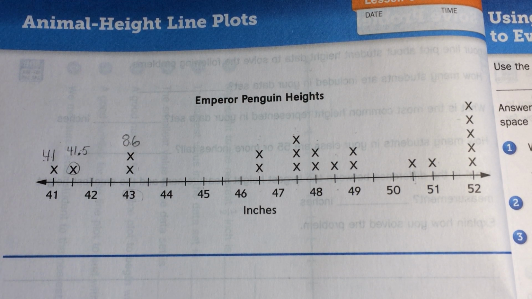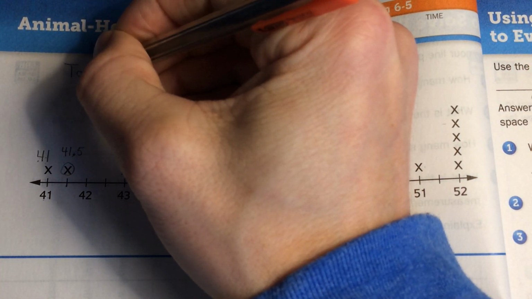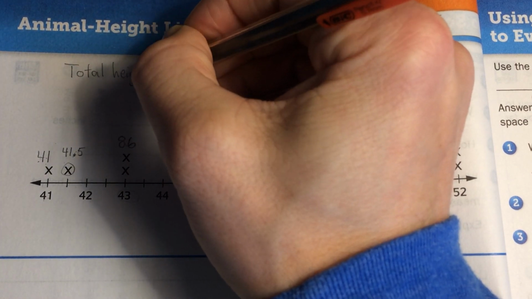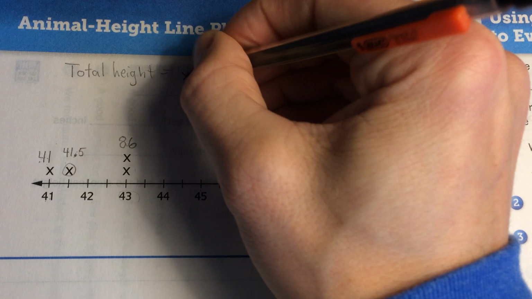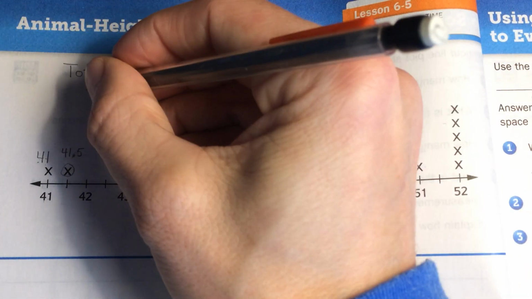I'm guessing obviously it's going to be in the hundreds. It might even be over 1,000. I can't really tell. I don't know if it's going to eclipse 1,000. But it's definitely going to be in the hundreds. So once you find your total height equals blank, you're going to have to take that total and divide it by the number in the set.